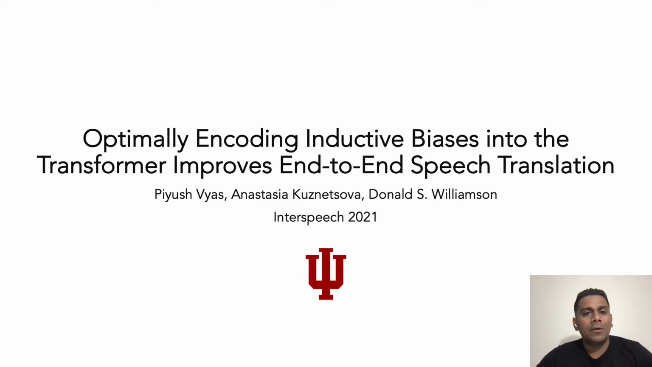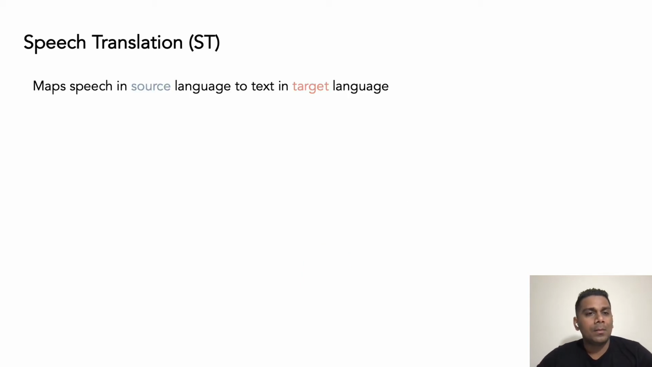This is our summary video for INTERSPEECH 2021 paper. Let me introduce speech translation first. Speech translation tries to map speech in source language to text in target language.